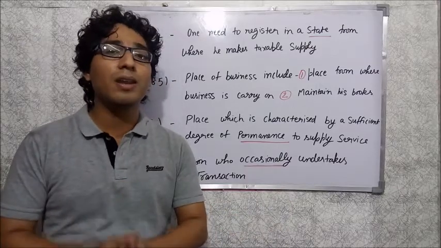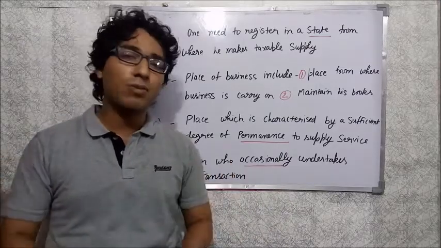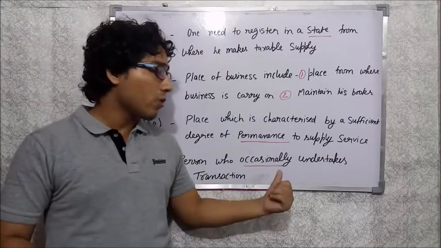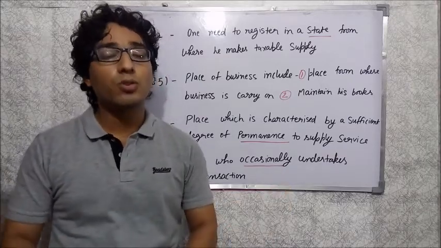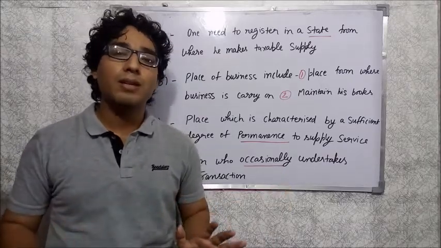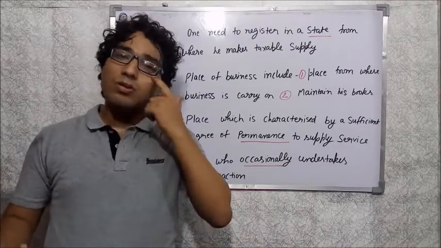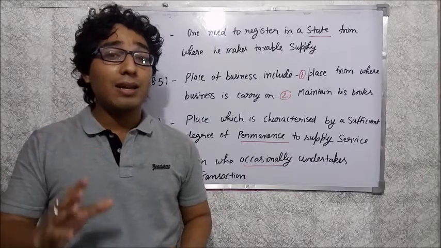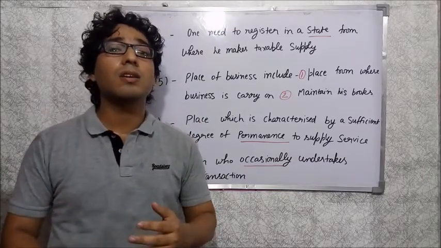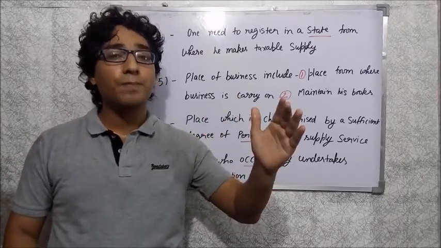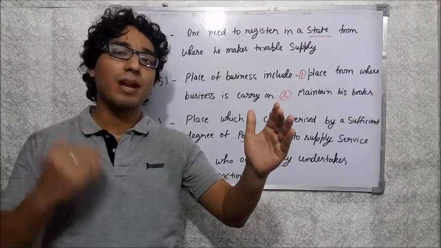So in my opinion, that person cannot be registered as a casual taxable person because he is not occasionally undertaking that transaction. Therefore, he cannot register himself in Maharashtra as a casual taxable person. He has to charge IGST on that transaction because the location of supplier of service is in Punjab and the place of supply is in Maharashtra.